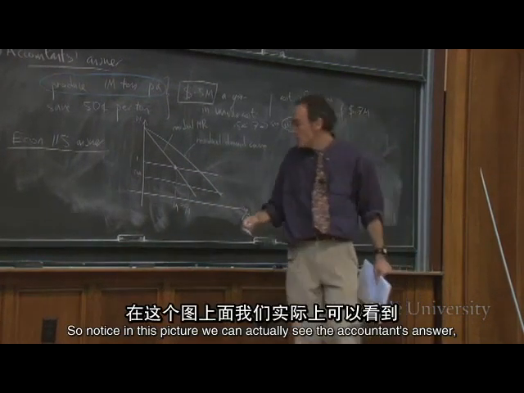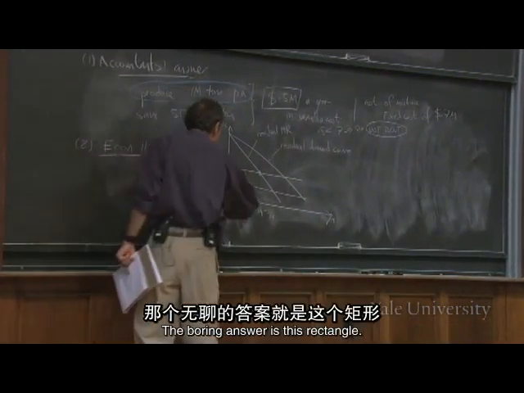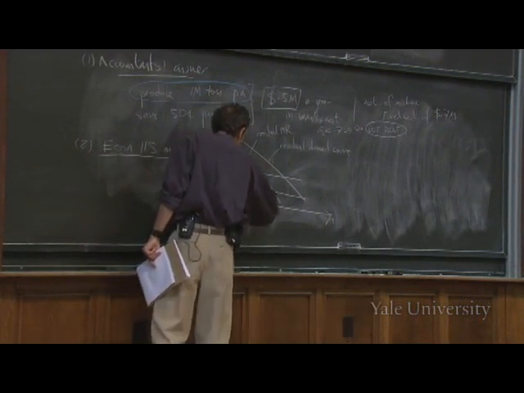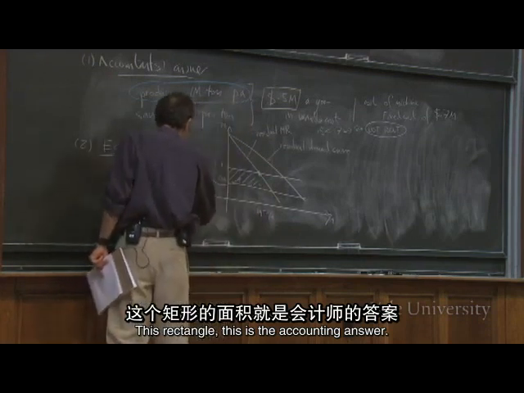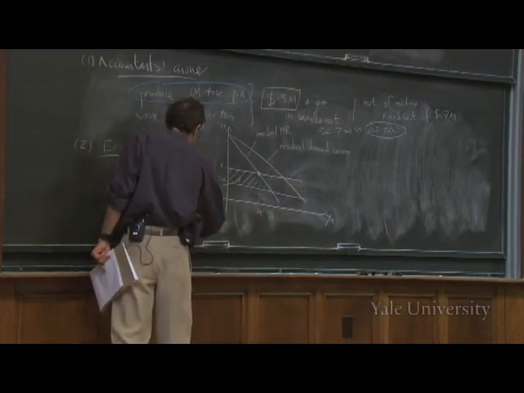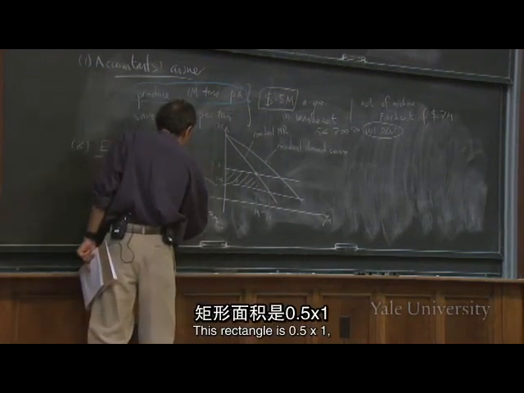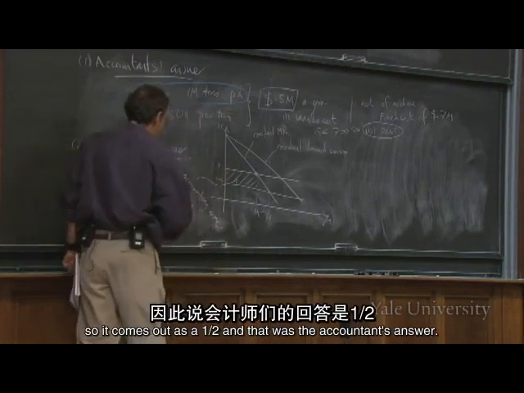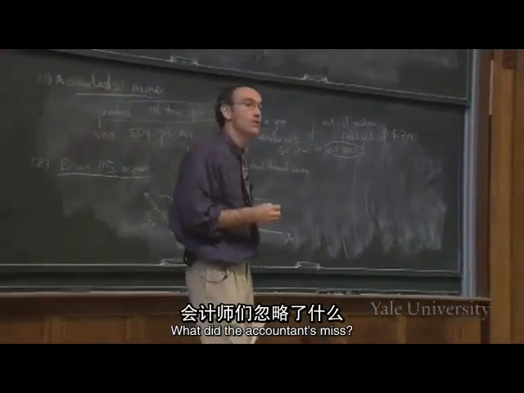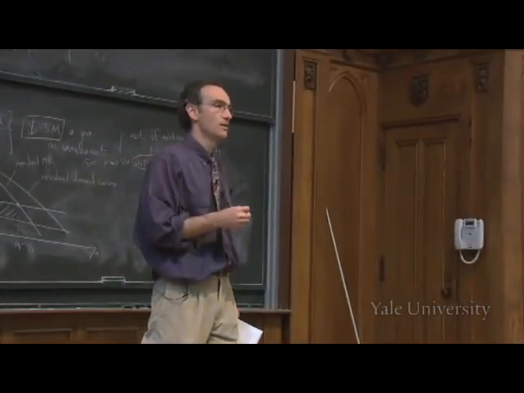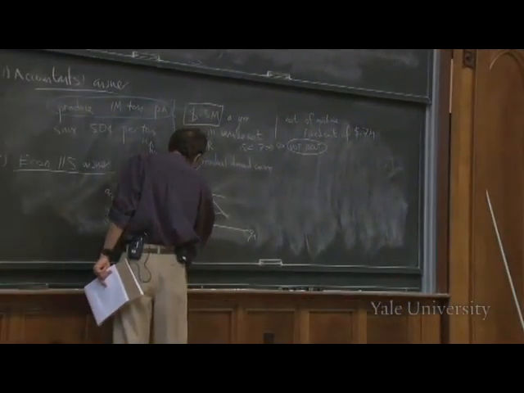Is that correct? So notice in this picture, we can actually see the accountant's answer, the boring answer. The boring answer is this rectangle. This rectangle is the accounting answer. This rectangle is 0.5 times 1, so it comes out as a half. And that was the accountant's answer. And what did they miss? What did the accountants miss? They missed the triangle. They missed this triangle.